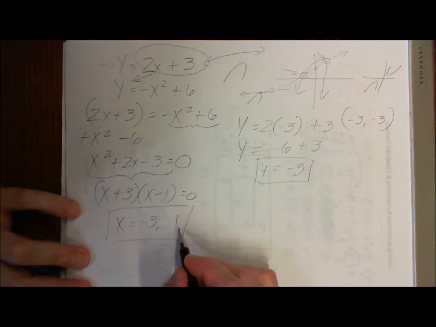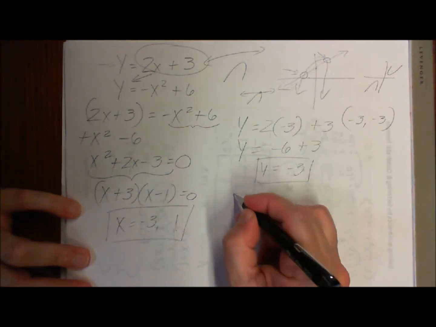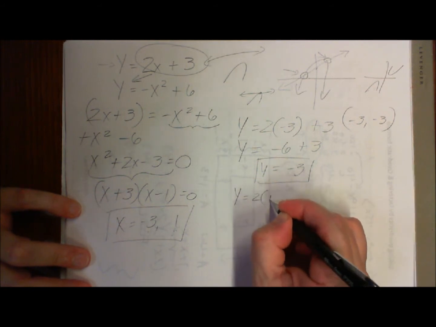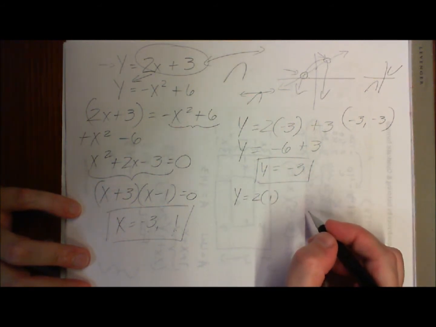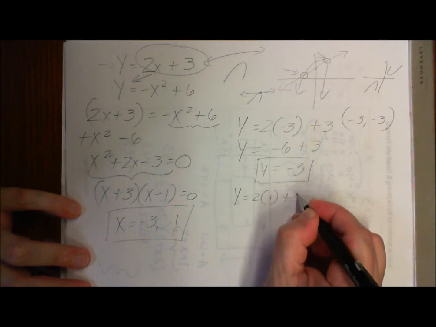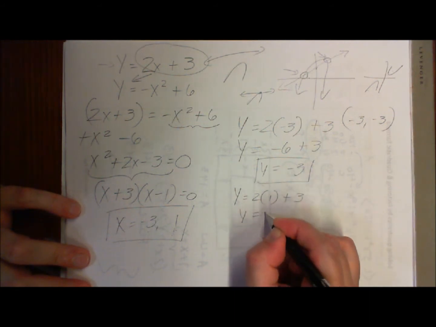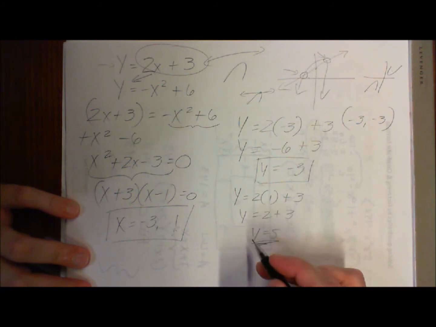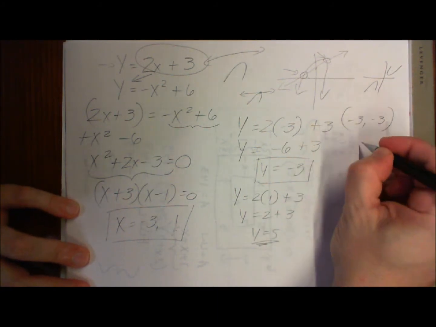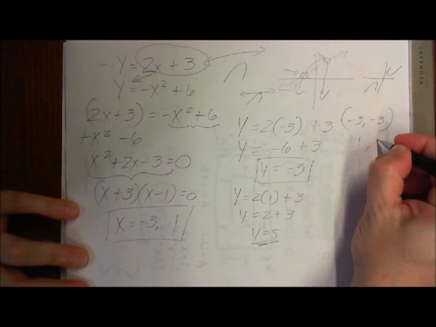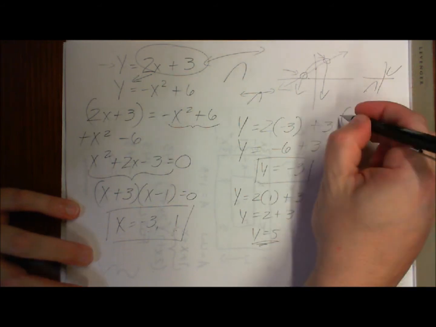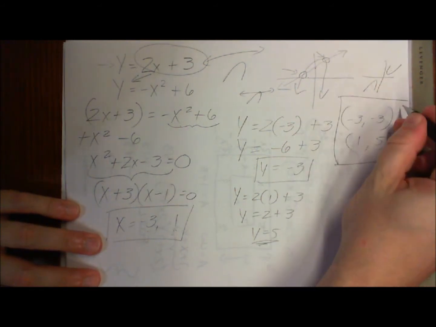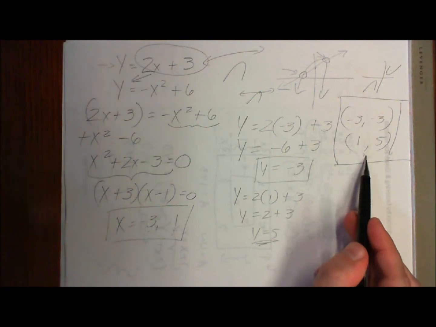Okay, and now we have to plug the 1 in as well. So y equals 2 times 1 plus 3, that's y equals 2 plus 3, y equals 5 when x is 1. So my ordered pair here is 1 comma 5. And those would be my two answers.